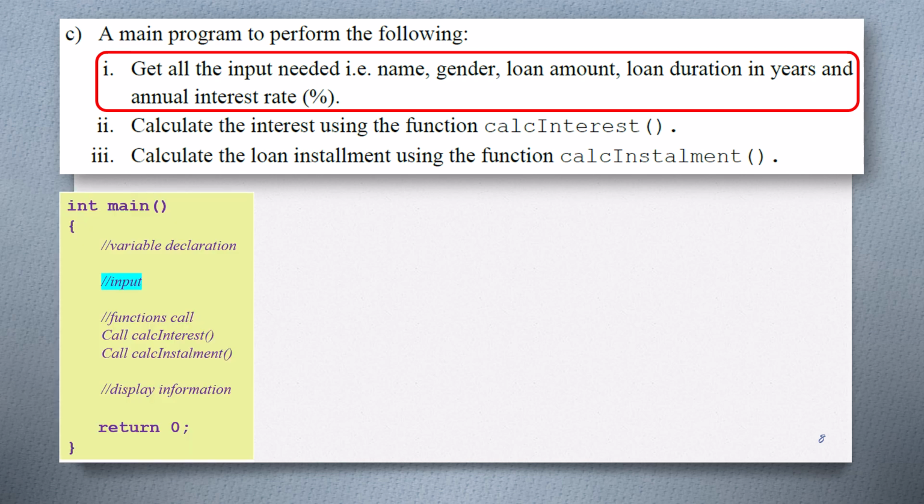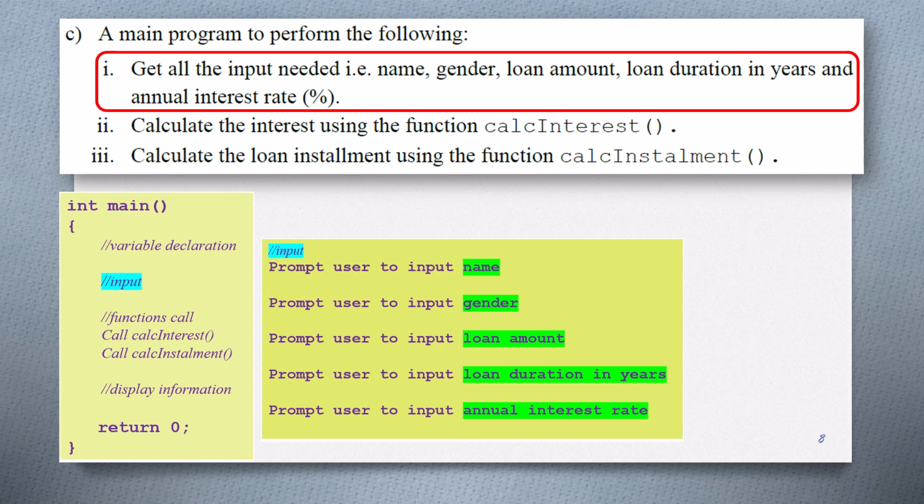Okay, so for the input, we need to get the input that relates to name, gender, loan amount, loan duration in years, and also the annual interest rate. So we have 5 input data: 1, 2, 3, 4, 5.